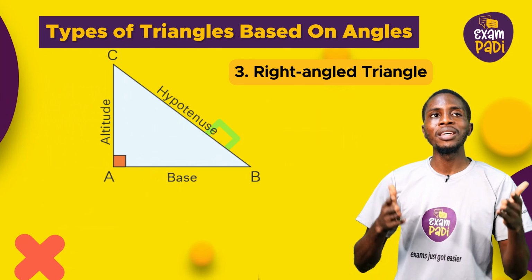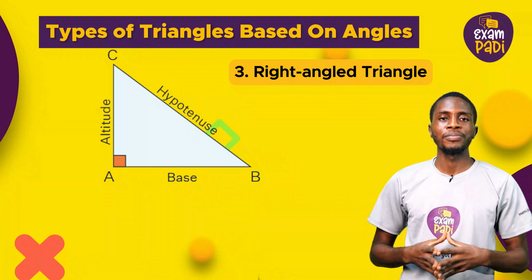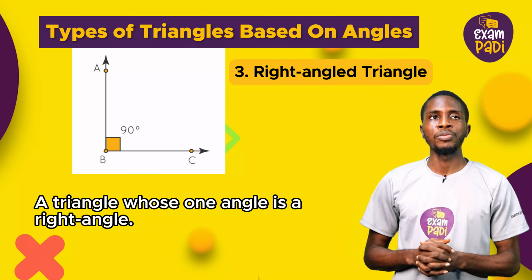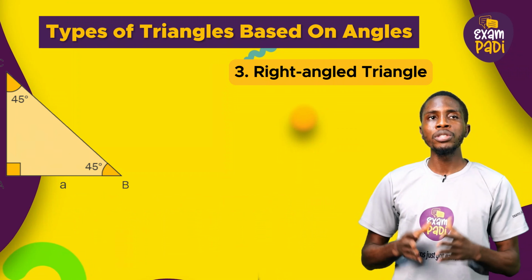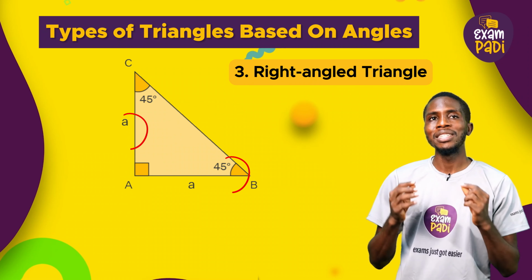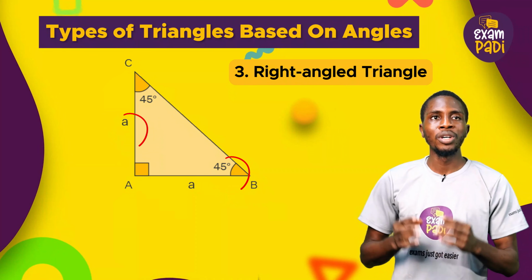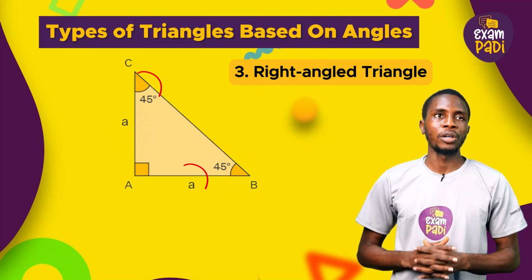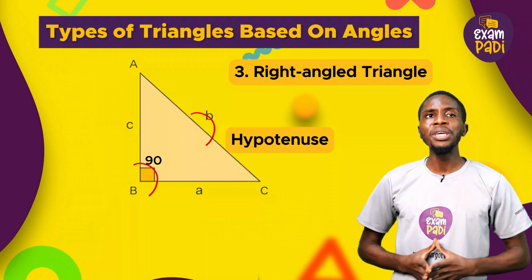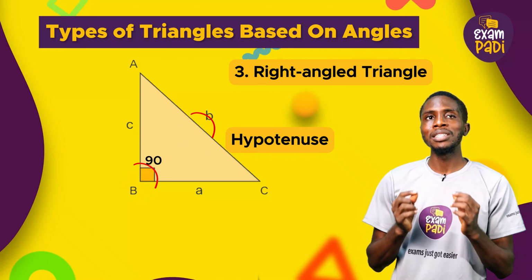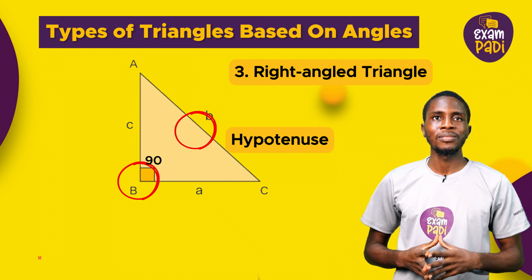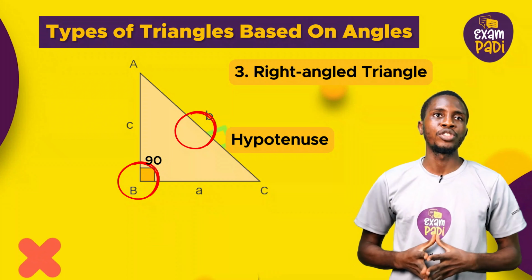The next one is a right angle triangle. This is a triangle with one angle that is a right angle. The side opposite to the largest angle is the longest side of the triangle, and the side opposite to the smallest angle is the shortest side of the triangle. In the image displayed, angle B is the largest angle and the side opposite to it, known as the hypotenuse, is the largest side of the triangle.